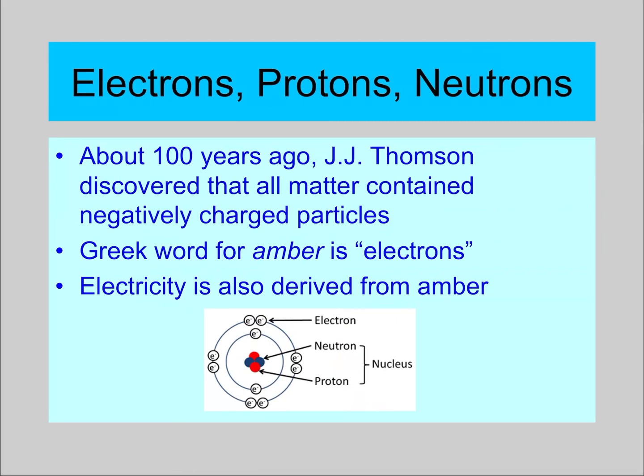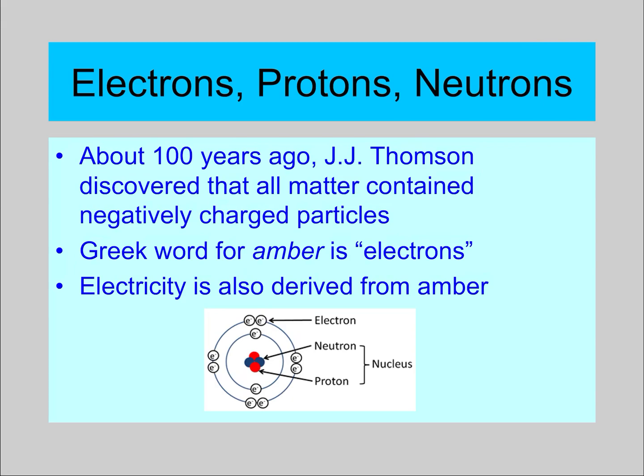So about 100 years ago, J.J. Thomson discovered that all matter contained negatively charged particles. So that's still a relatively new discovery to us. The Greek word for amber was electron. And so that's where the word electron came from to describe these negatively charged particles, from the Greek word for amber. And electricity is also derived from the word amber.